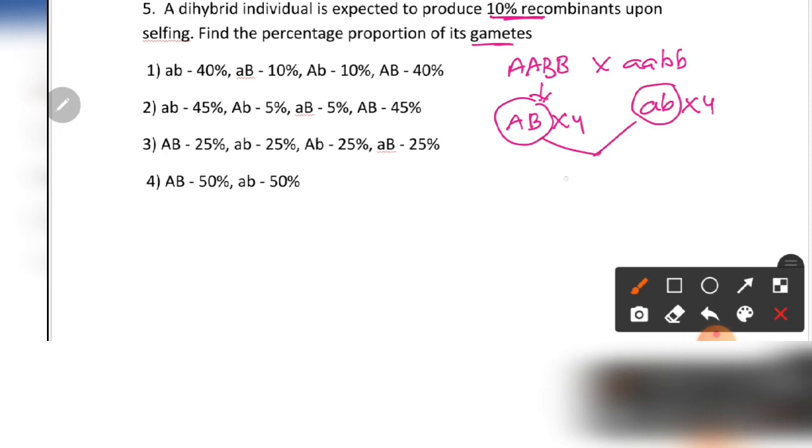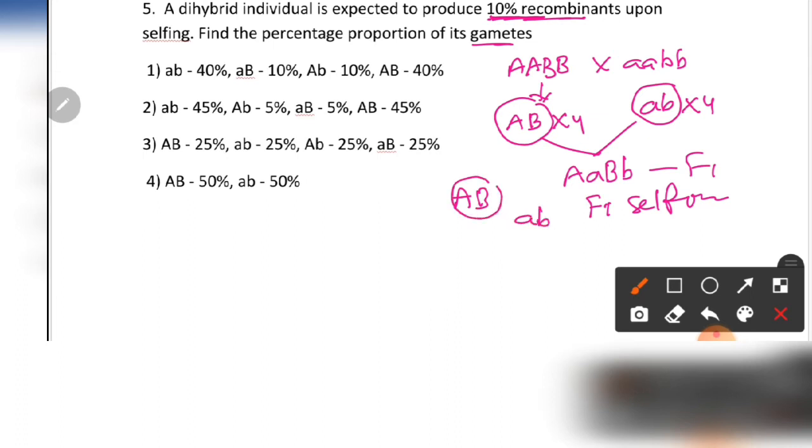So crossing gives capital A, capital B, small a, small b, the F1 generation. The F1 generation is selfed. By selfing the F1 generation, what about the gamete proportions? Let me say the simple key is 10% recombinants. Capital A, capital B is parental. Small a, small b is parental. Capital A, small b is recombinant. Even small a, capital B is recombinant.